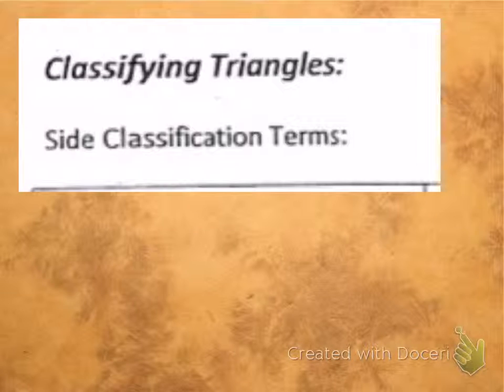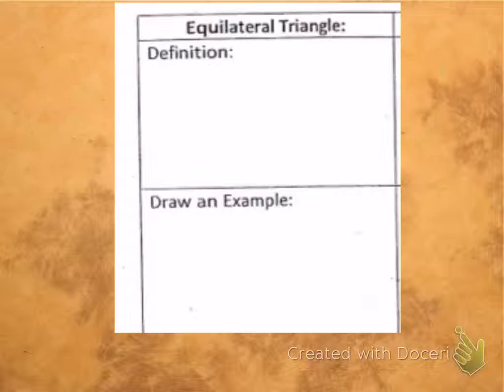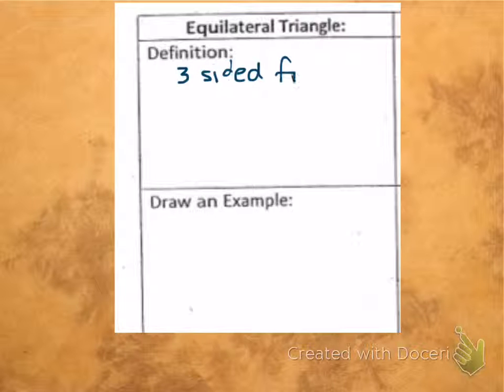So the next thing we're going to look at are triangles, three-sided figures, and we are going to start with the side classification terms for triangles. So you want to flip your paper over to that side. The first kind of triangle we're going to talk about is an equilateral triangle, and that is a three-sided figure or a triangle with three congruent sides.